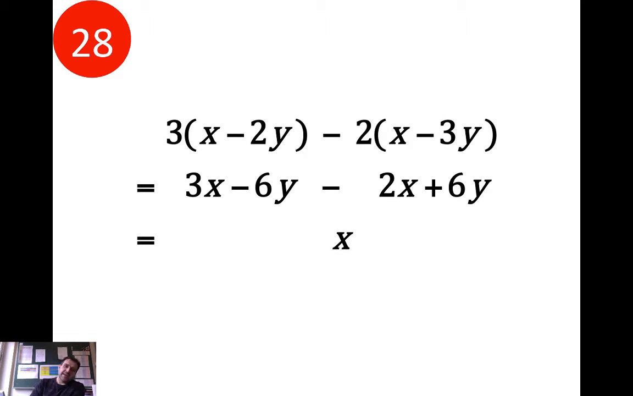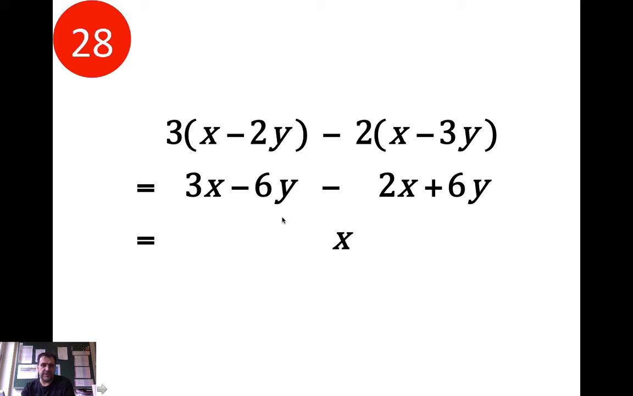Question 28. 3 brackets x minus 2y minus 2 brackets x minus 3y. So I've got to do 3 times everything in the first bracket and then minus 2 times everything in the second bracket. So doing the first bit first, 3 times x gives me 3x. 3 times minus 2y gives me minus 6y. And then minus 2 times everything in this bracket. Minus 2 times x gives me minus 2x. And minus 2 times minus 3y gives me plus 6y, because minus times minus makes plus.